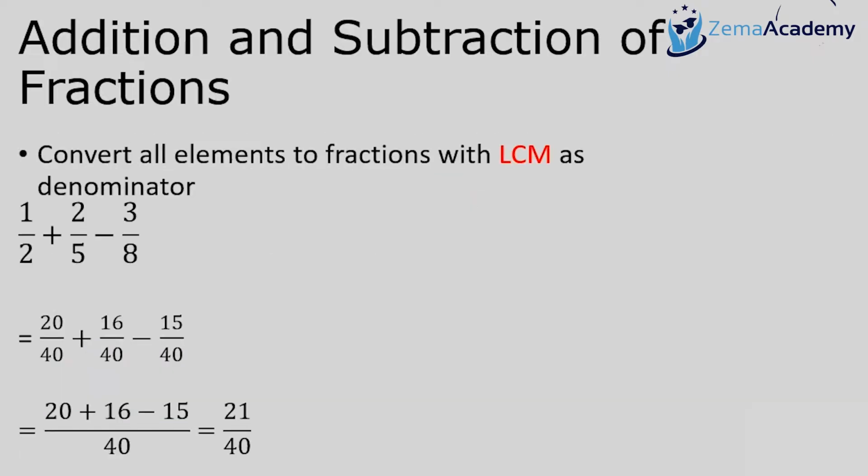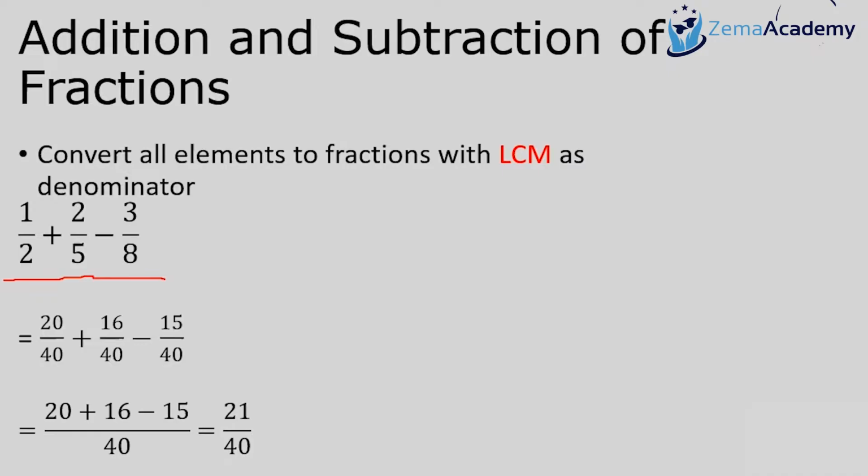But what about if we have lots of fractions that we have to add or subtract together? Well, in this case, we can use what we learned about the lowest common multiple. Again, if you can't remember what that is, please go back to week 1 and have a look at it. In this case, we have a sum, which is 1 over 2 plus 2 over 5 minus 3 over 8. Well, how do we even start to approach this?